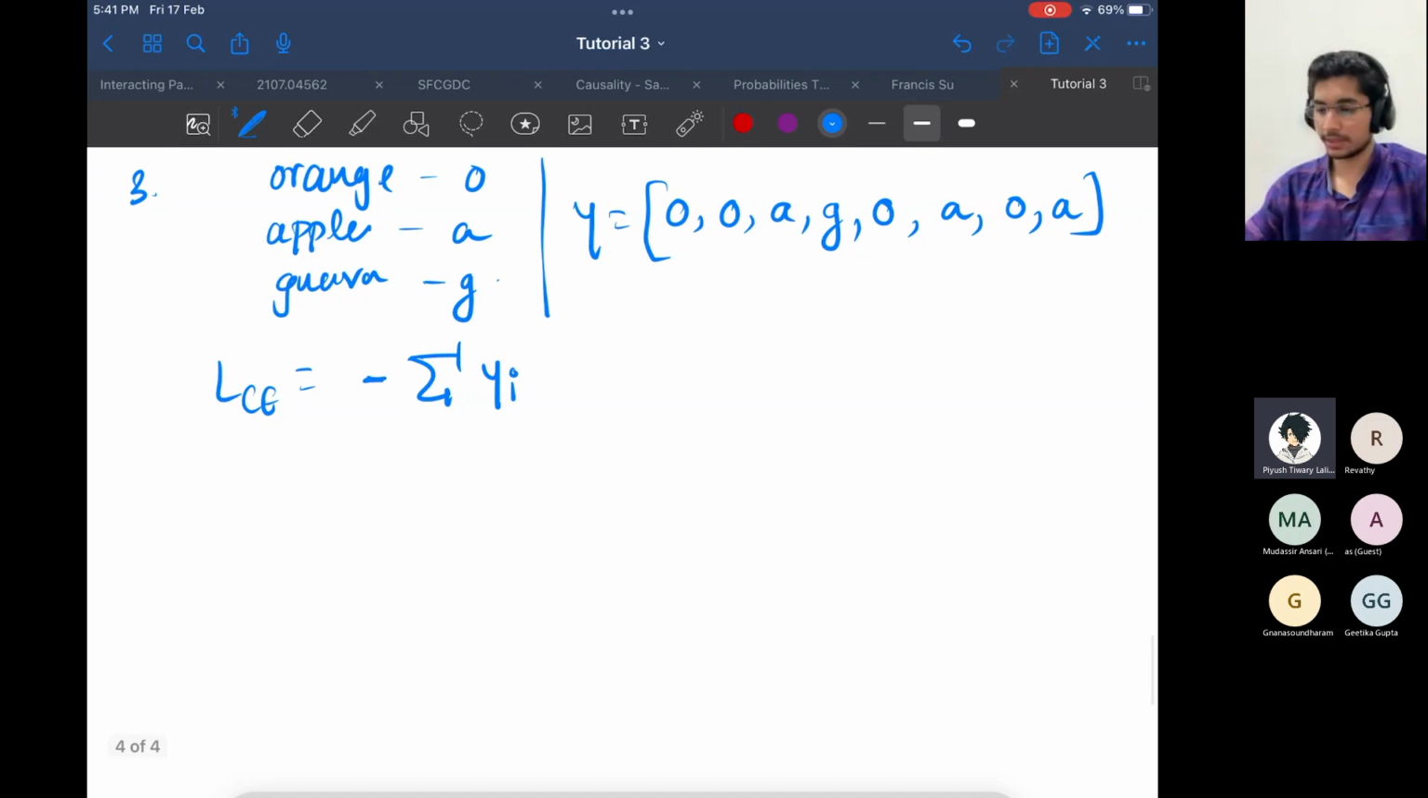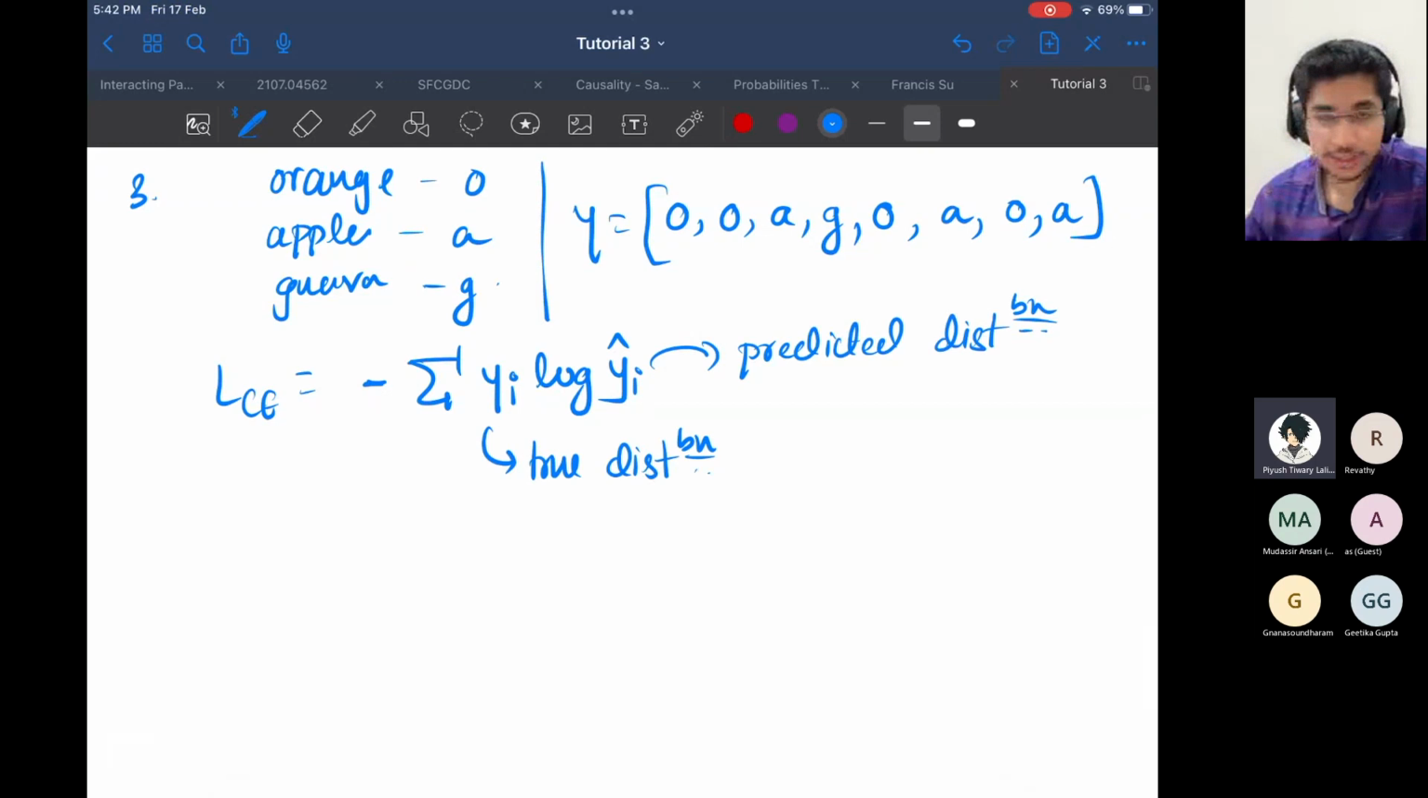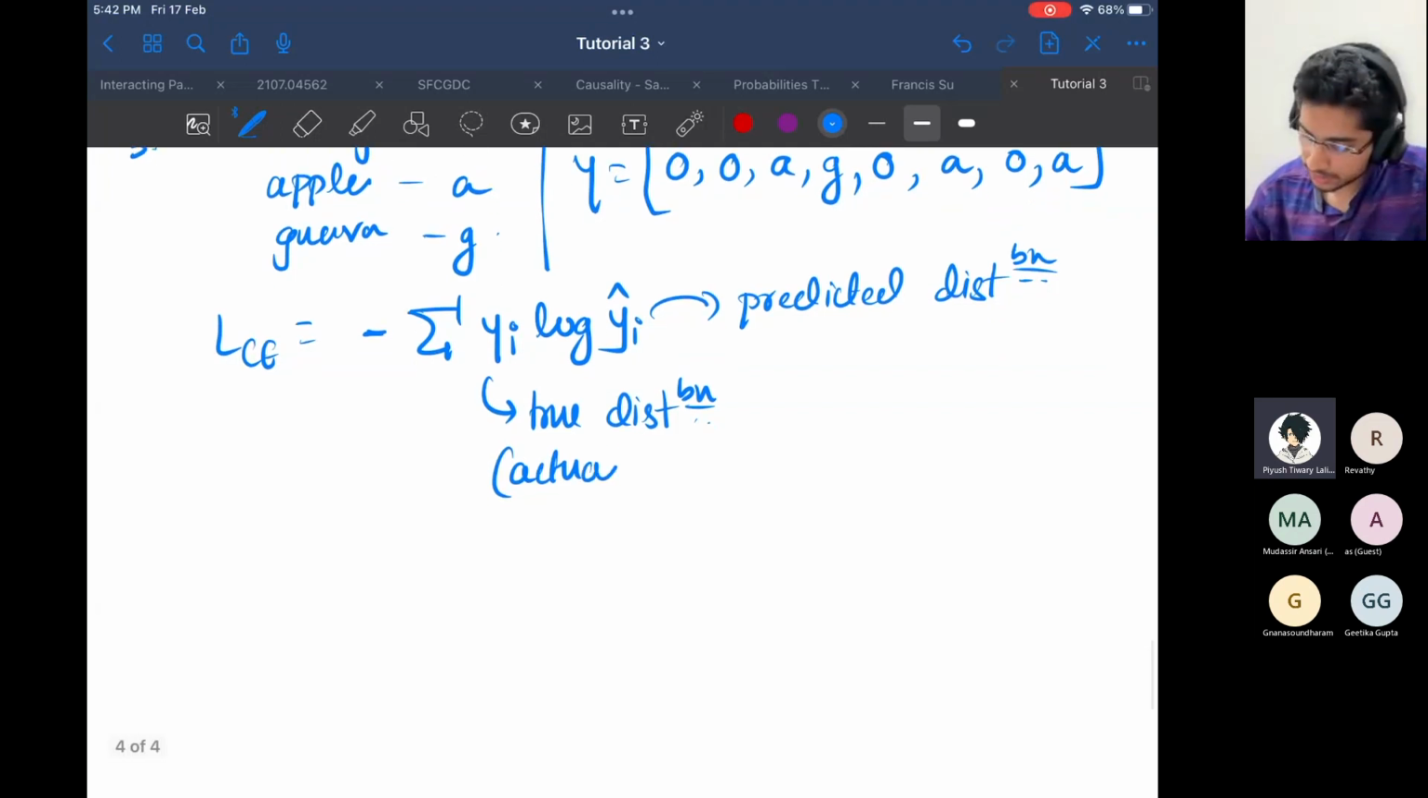I hope you remember these things. Okay. And actual values, right? It is also called actual values, and which is the predicted one? The true distribution is also called actual. Right, so this is called as actual values. So it is just a change of naming.